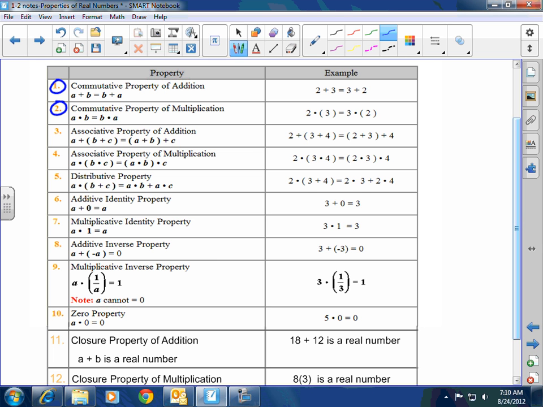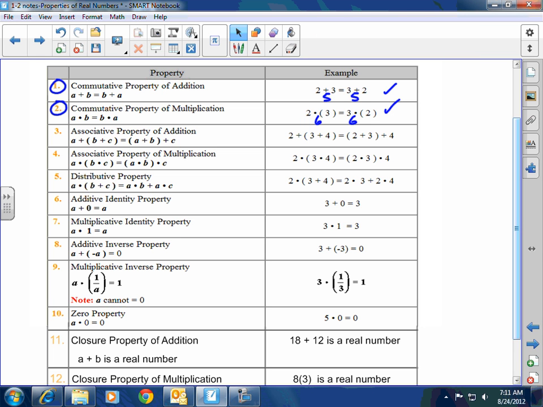The commutative property basically states you can switch the order of an addition or a multiplication problem without changing the answer. So for example, 2 plus 3 equals 5, but 3 plus 2 also equals 5. That's a commutative property. 2 times 3 equals 6, but 3 times 2 also equals 6. So you can change the order of a multiplication or an addition problem, and that is called the commutative property.